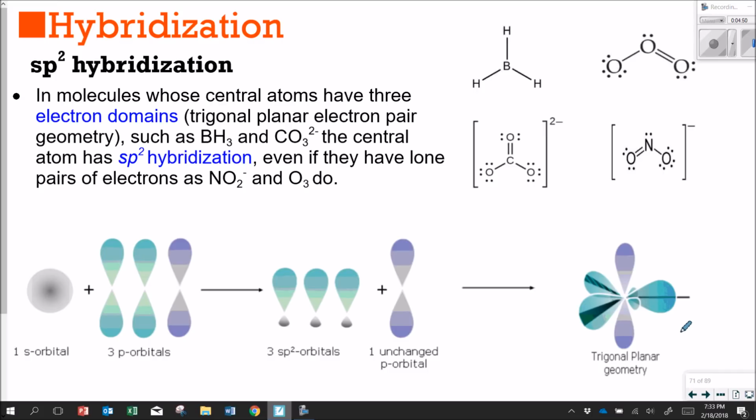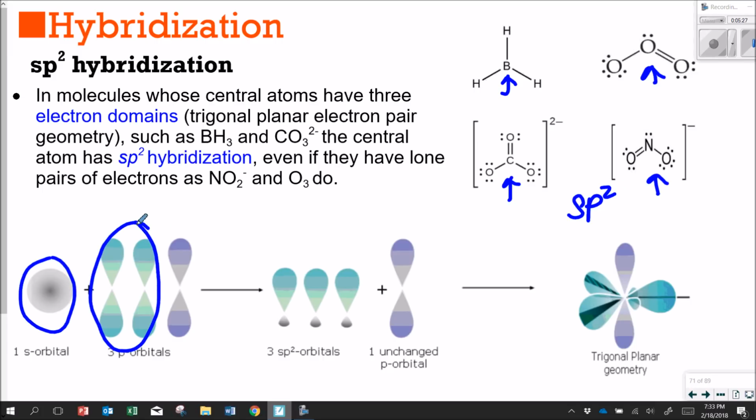So in molecules whose central atoms have 3 electron domains, a trigonal planar electron pair geometry, such as boron trihydride and the carbonate ion, the central atom has sp2 hybridization, again, even if they have lone pairs of electrons. So if we look at these 4 molecules, the central atom in all of them has 3 electron domains. So we have sp2 hybridization. An s orbital combines with 2 p orbitals to form 3 identical sp2 orbitals, and 1 of the p orbitals remains unchanged. This gives us a trigonal planar electron pair geometry.